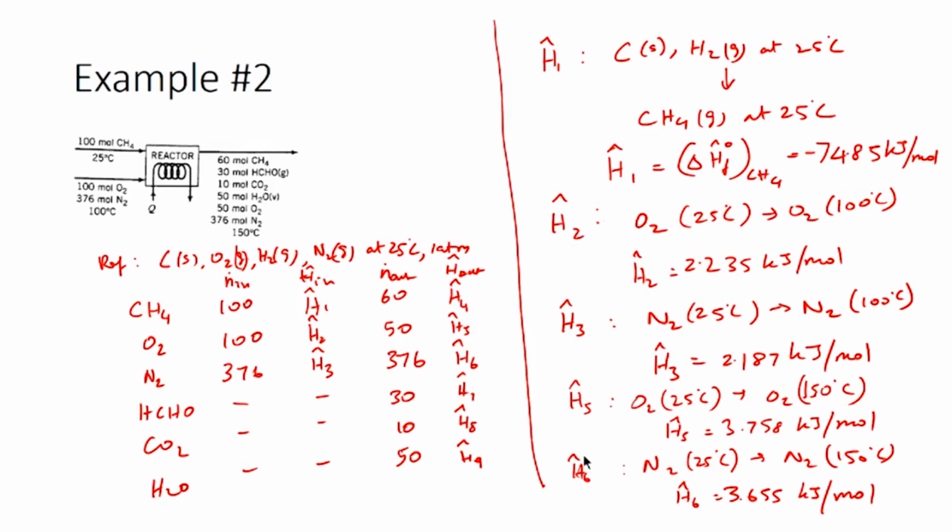Now, let us identify the values for H4 cap, H7, H8 and H9. Let us start with H4. So, what is H4 cap? What is the process we are looking at? You have carbon solid and hydrogen gas forming methane gas, which is one thing. These are all at 25 degrees Celsius. So, this is methane at 25 degrees Celsius which is formed, and this is then heated to methane at 150 degrees Celsius, which is the exit stream temperature.